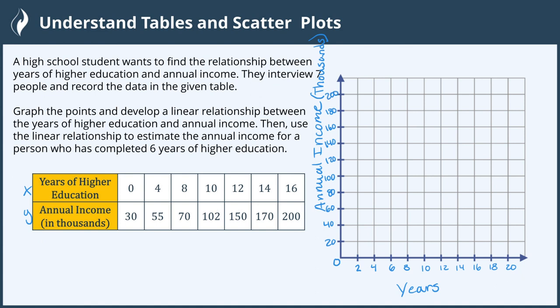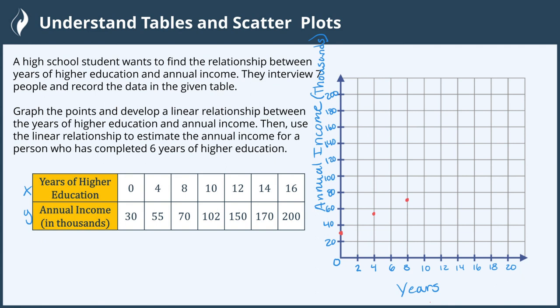Now we need to graph each of our data points. The first one is at 0 years of higher education. So we'll move 0 spaces on the horizontal and then up to 30, which will be in between the 20 and 40 here. The next one is at 4 and 55. So we'll go over to 4 years and then up to 55, which will be about 3/4 of the way on that one. And then 8 and 70, so we'll go over to 8 years and up to 70, which will be right in between the 80 and the 60.